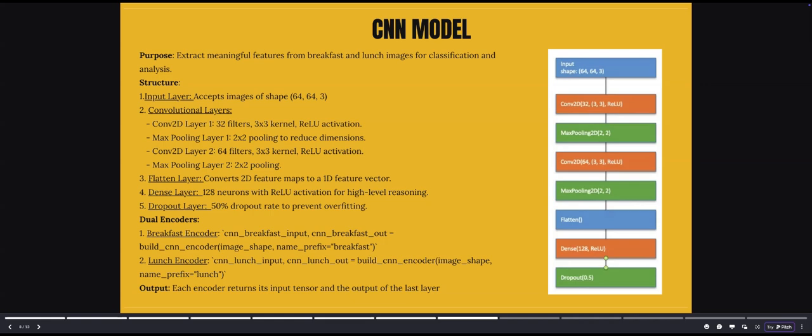Then we have the flatten layer, which converts 2D feature maps to a 1D feature vector, followed by a dense layer, which has 128 neurons with ReLU activation for high level reasoning. Finally, there's the dropout layer with a dropout rate of 50% to prevent overfitting. This gives us dual encoders, one being the breakfast encoder, another being the lunch encoder. Each encoder returns its input tensor and the output of the last layer.